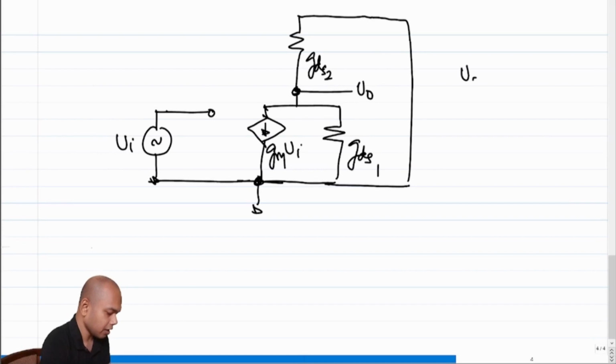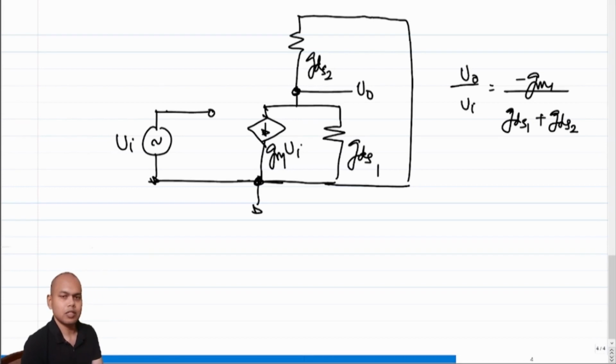What is V0 over Vi? V0 over Vi in this case is minus GM1 times GDS1 plus GDS2, right? If we had neglected channel length modulation in this case, GDS1 and GDS2 would have been 0, and we would have got an infinite gain. That would have been infinitely wrong, because I cannot neglect a finite thing with respect to infinite.